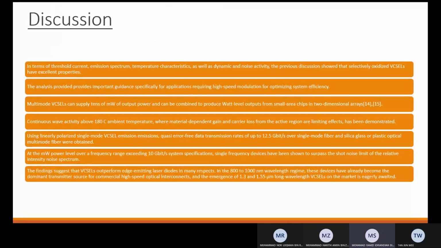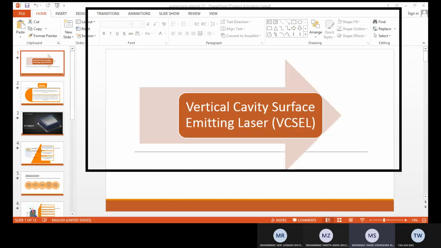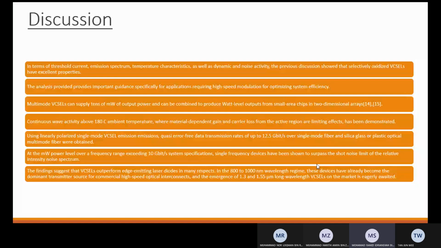So we start on the next part, the discussion. In terms of the threshold current, emission spectrum, temperature characteristic, as well as dynamic and noise activity.